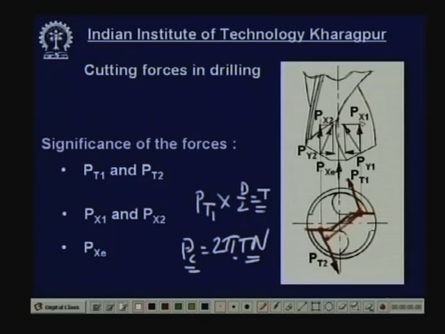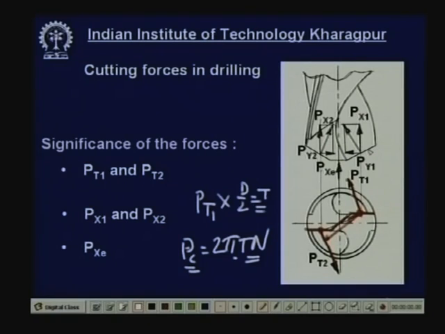Now, here you see that Px1 and Px2 are in the same direction, they are parallel. So, the total force in the axial direction will be the sum of Px1 and Px2. Py1 and Py2 will be the same in magnitude if the drill geometry is perfect or symmetrical, but you see that they are working in opposite directions. So, ideally Py1 and Py2 will nullify. As such they have no significance, but if they are not equal because of imperfection in the tool geometry, then there will be one lateral force acting on the drill, and that is very harmful, and may break the drill.